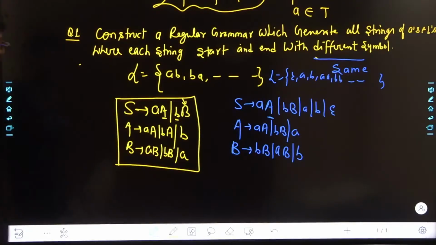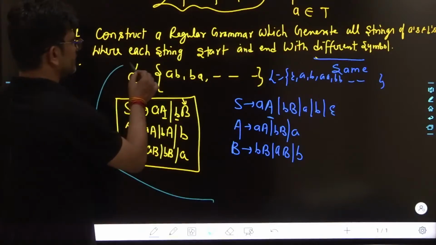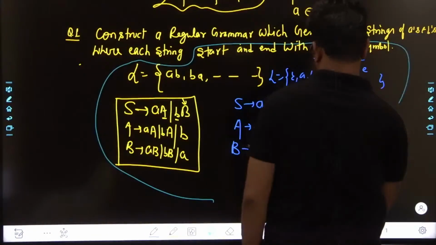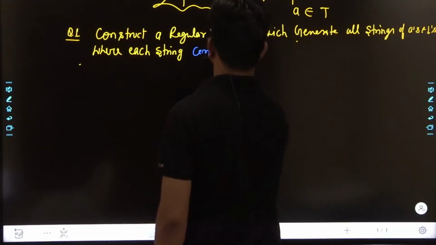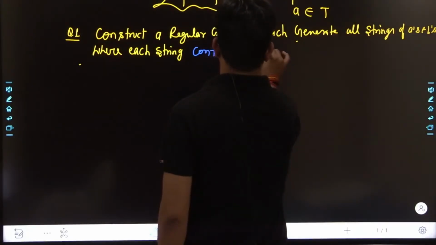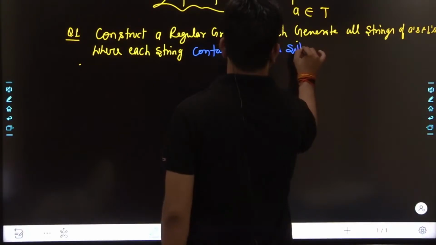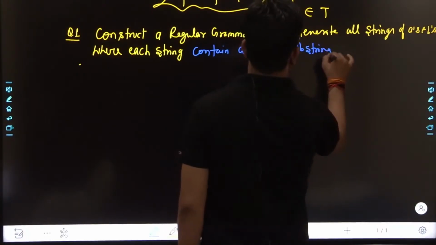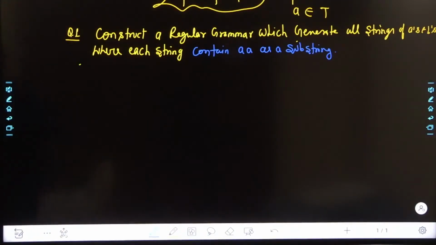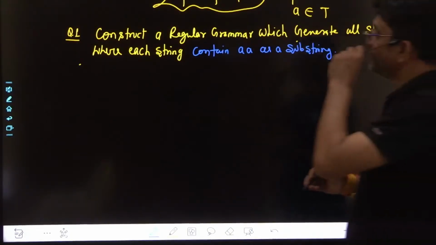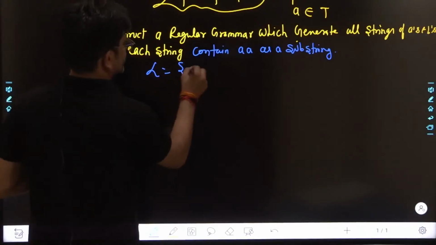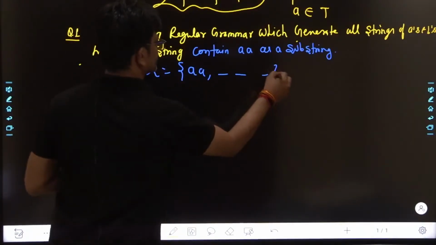Next question. Each string contains AA as a substring. So the language contains at least double A and many more strings.